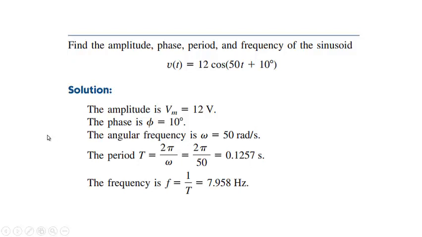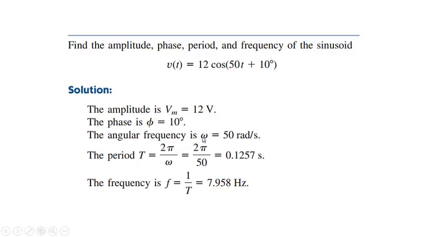We'll have some small numericals to understand the concept of sinusoids. Find the amplitude, phase, time period, and the frequency of the sinusoid, which is given as v(t) equal to 12 cos of 50t plus 10. Here it is very simple. Whatever is multiplied with the cos of the argument will be its amplitude. That means the amplitude Vm is equal to 12 volts. Its unit will be volts. And this will be omega t plus phi, so phi will be equal to 10.